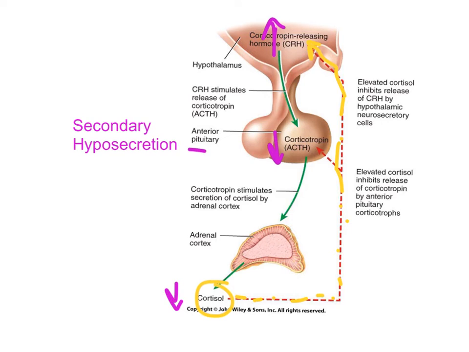So secondary hyposecretion at the level of the anterior pituitary, you're going to see an increase in CRH, a decrease in ACTH, and a decrease in cortisol.